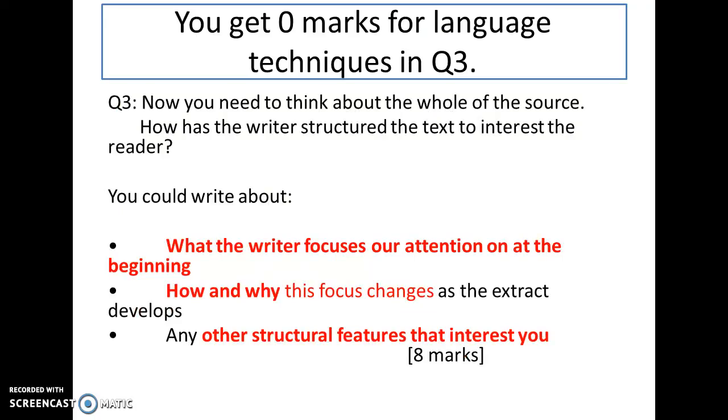The question we're going to tackle today is, how has the writer structured the text to interest the reader? You could write about 1. What the writer focuses our attention on at the beginning, 2. How and why this focus changes as the extract develops, and 3. Any other structural features that interest you. These bullet points are very handy, and remember that these bullet points stay the same. So if it's an 8-mark question, you're really going to be spending a minimum of 8 minutes to a maximum of 10 on this question.